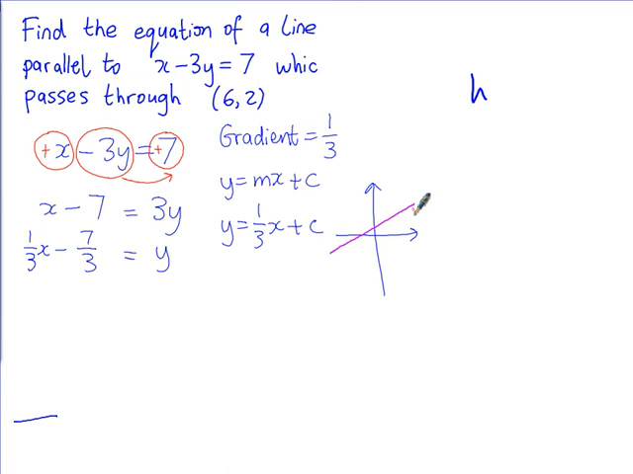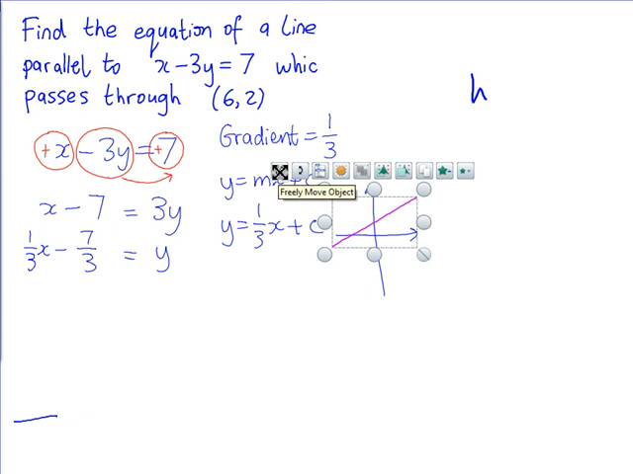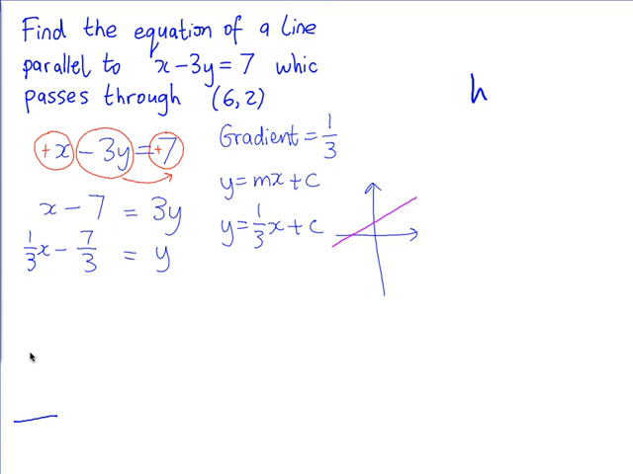It's quite shallow. But what we don't know is exactly where that crosses the y-axis. We don't know c yet. So it could be there, or it could move up or down. What we do know, however, is a point that it passes through, which is 6,2. So we're going to use that information, because we haven't yet used it. We've used the parallel bit, but we haven't yet used this information here to work out the value of c.